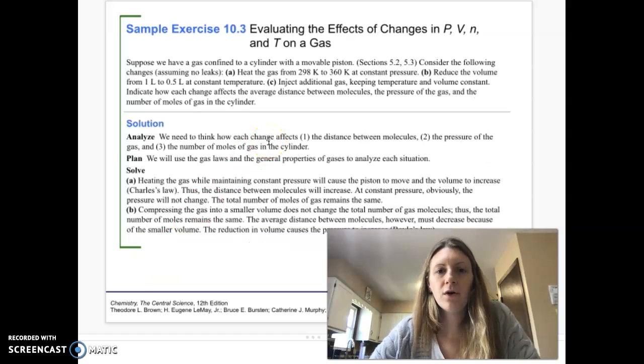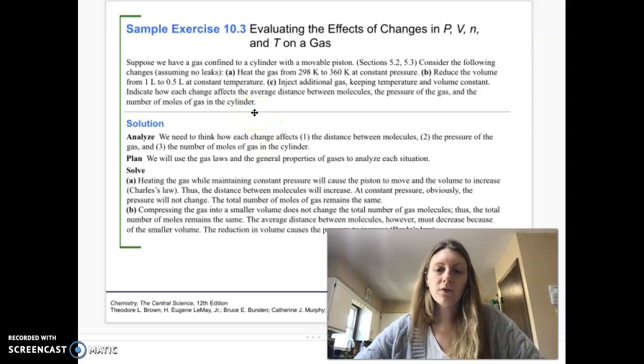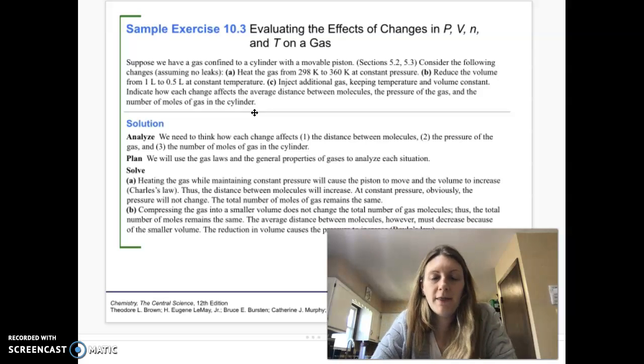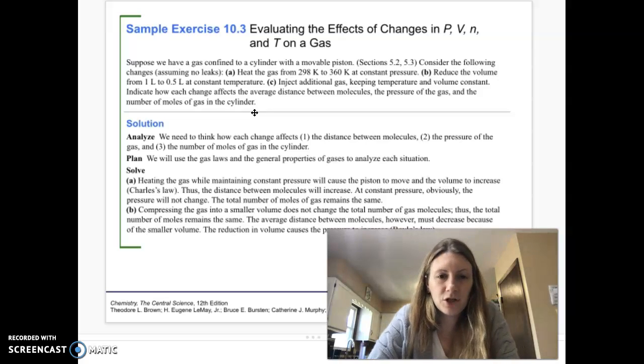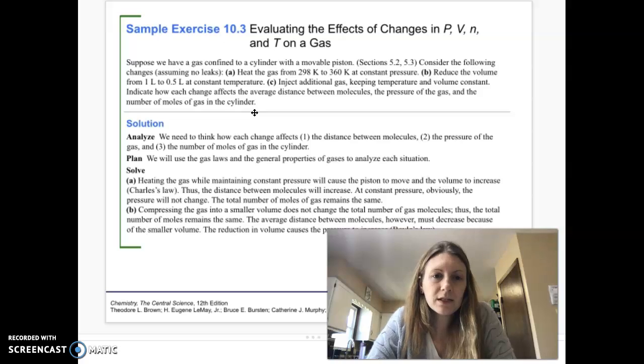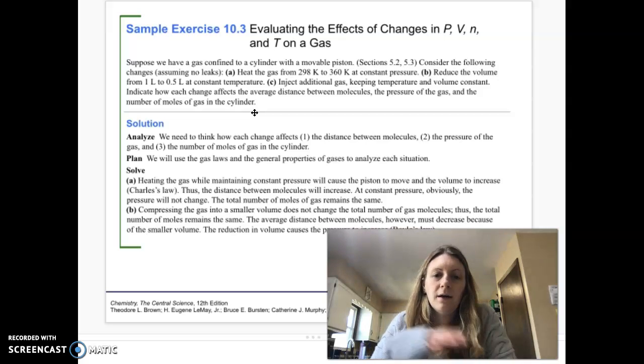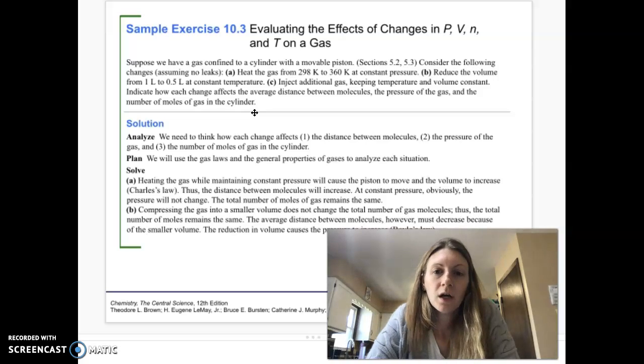All right, so this last example that we're going to do for this one is evaluating the effects of changes in pressure, volume, and the amount of moles, as well as temperature on a gas. So suppose we have a gas confined in a cylinder with a movable piston. So that just means that the volume can change because your piston can go up or down depending on what's going on. Consider the following changes.